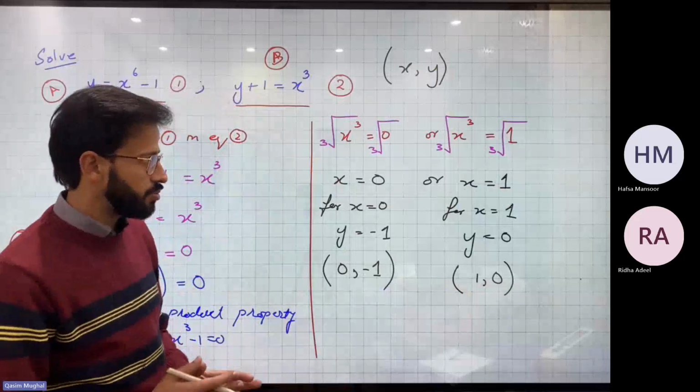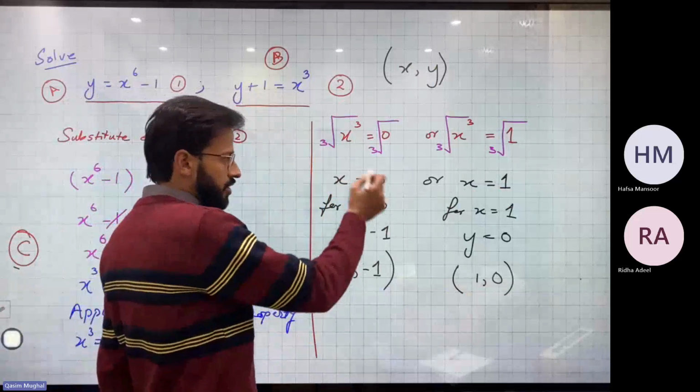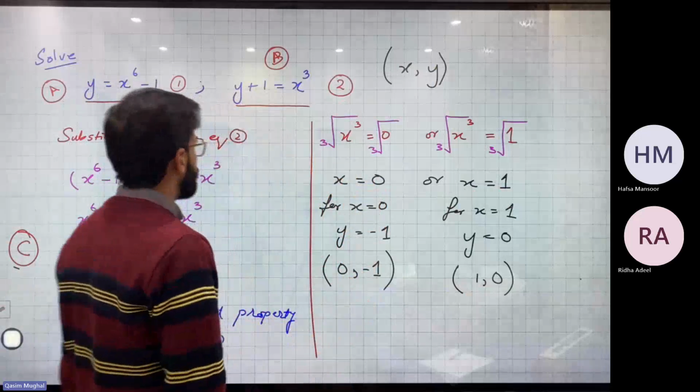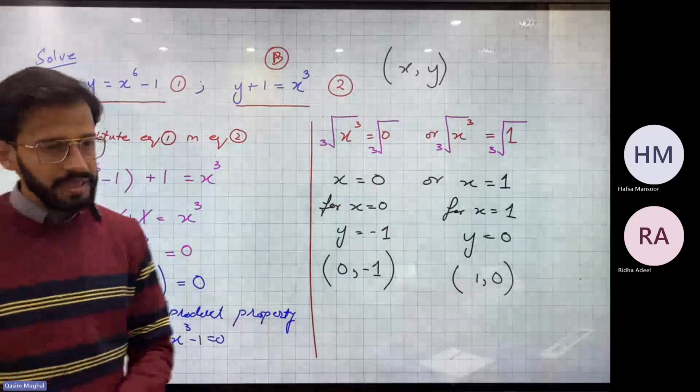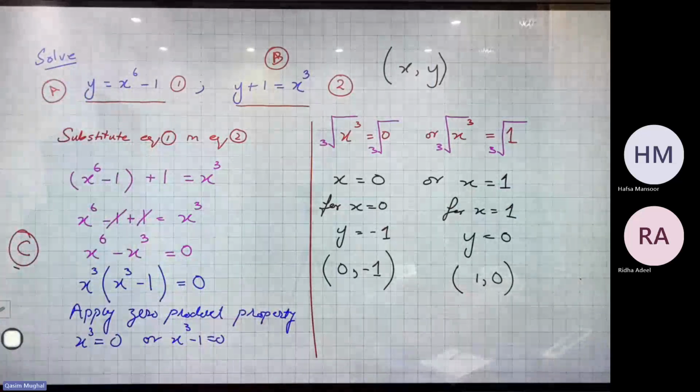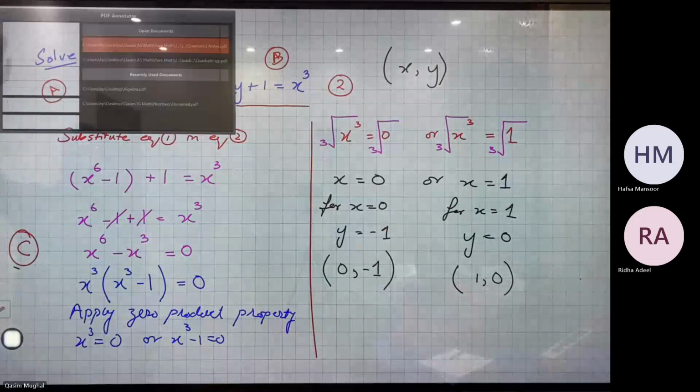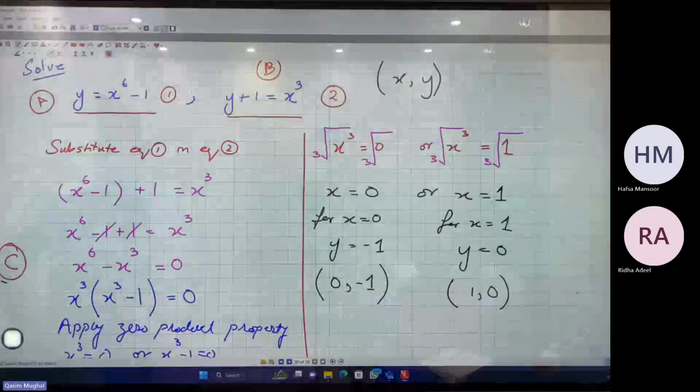So that is why I said it is important point. With each value of x, it has its own corresponding value of y. So I have solved the two equations simultaneously now. Clear? Hafsa, Rida, clear?